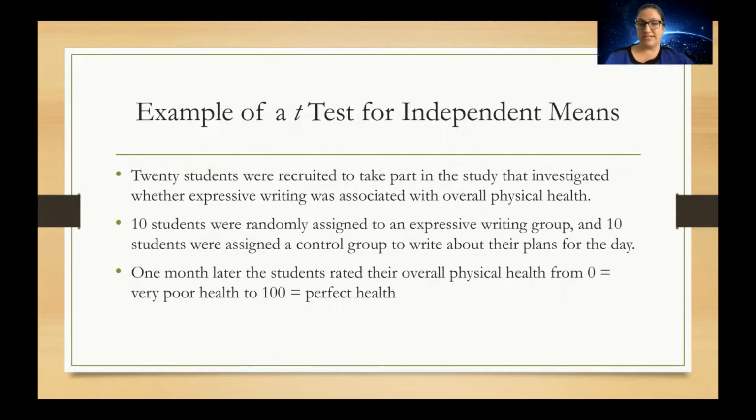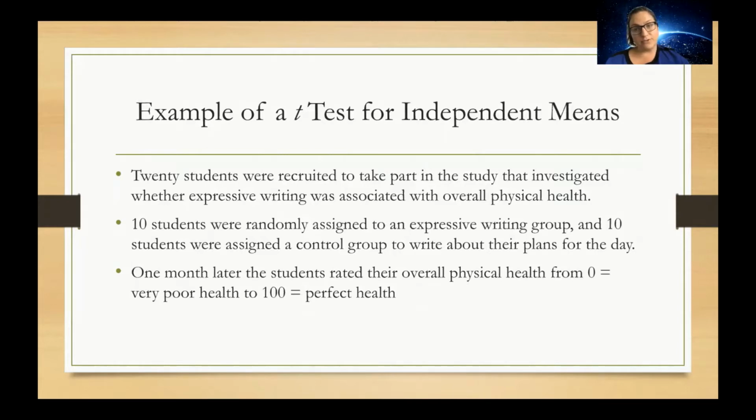So we have an example of a t-test for independent means here. 20 students were recruited to take part in a study that investigated whether expressive writing was associated with overall physical health. So we have two different groups. One group of participants was randomly assigned to the expressive writing group, and another group was the control group. They were just supposed to write about their plans for the day. Nothing that helps to facilitate creativity and thought, just something very basic. 1 month later, the students were rated on their overall physical health from 0, very poor health, to 100, which is perfect health.